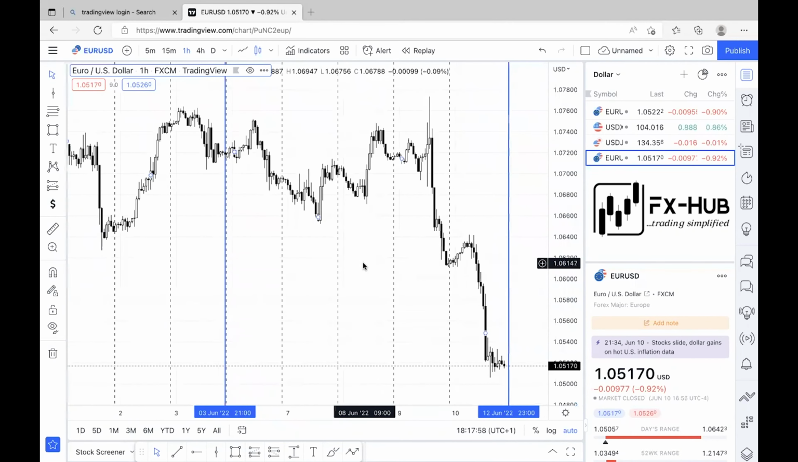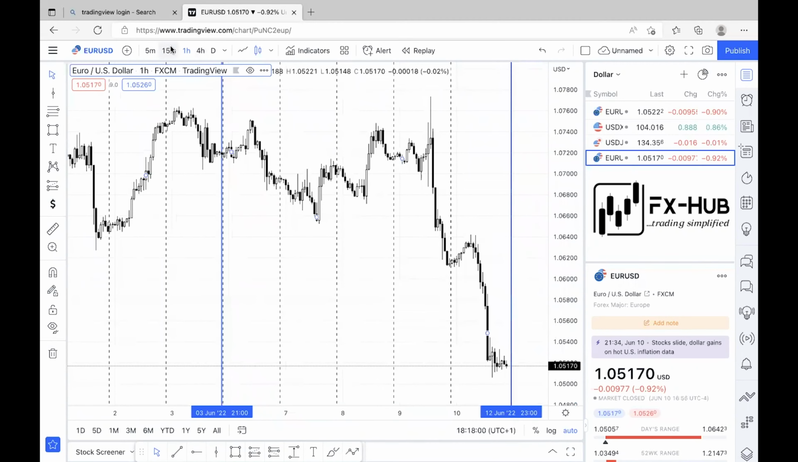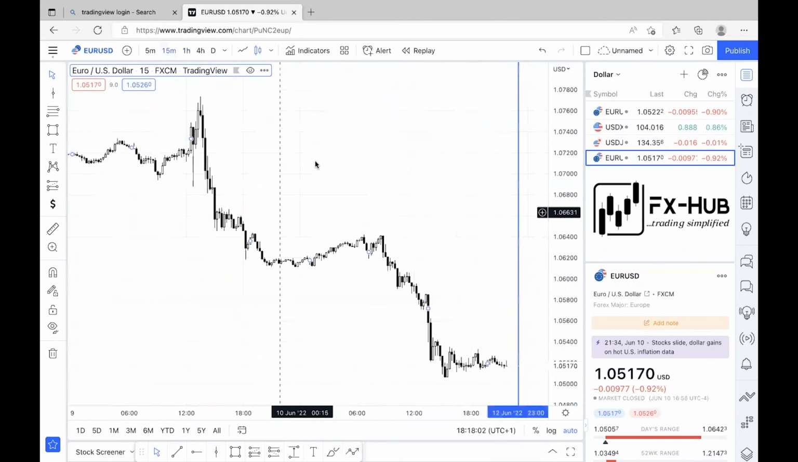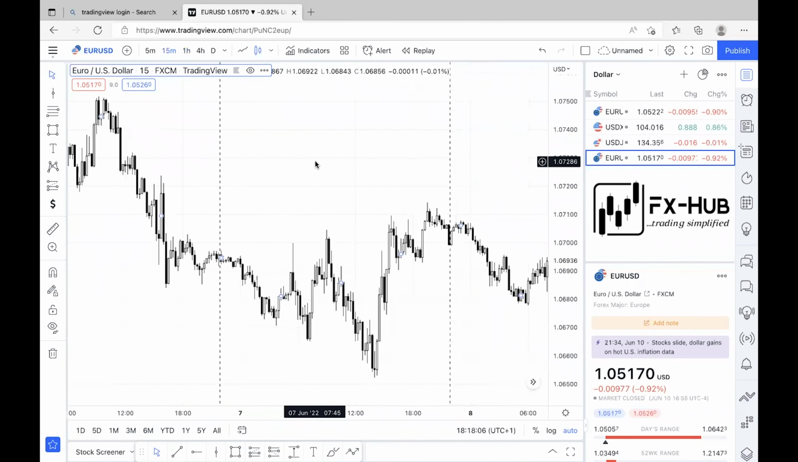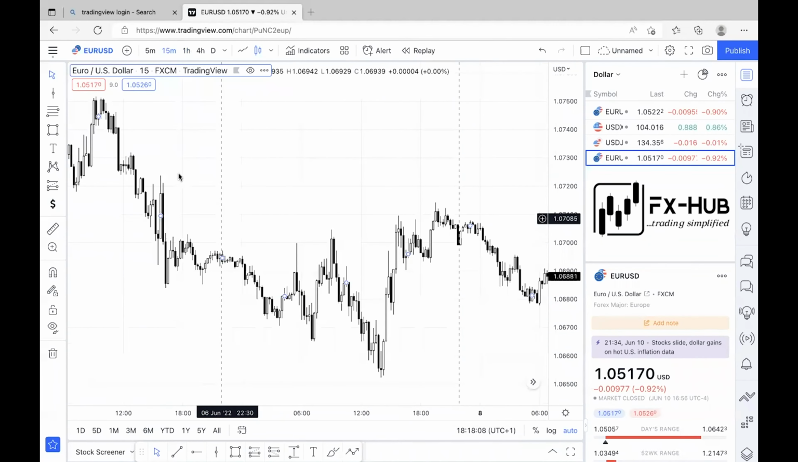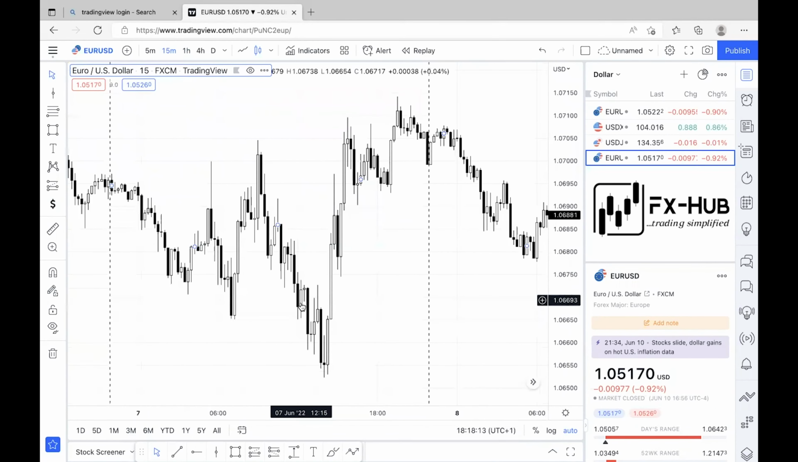Now look at what happened. Let me show you. If you go to the 15 minutes, you will see it clearly. This was Monday. This was on Tuesday. You see where the market was going down, and this was a break. This was a reversal, a change of character.